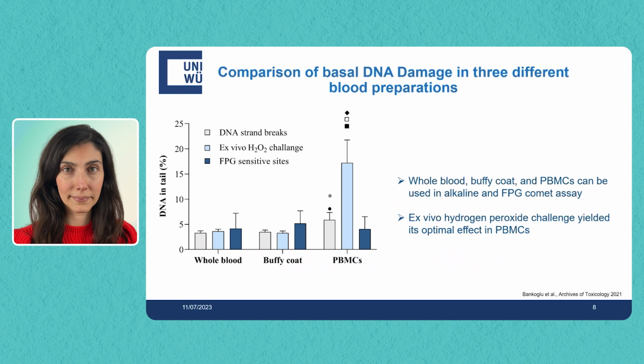Another possibility that we did, FPG sensitive sites. So we measure with the buffer and FPG treatment, and this is what you see here, the net FPG sensitive sites, so oxidized DNA lesions, and we can measure it in whole blood, buffy coat, and PBMCs. There is no difference. That means you can do the alkaline comet assay and FPG comet assay in all three different blood preparations. However, for the ex vivo H2O2 challenge, you should rather use the PBMCs.